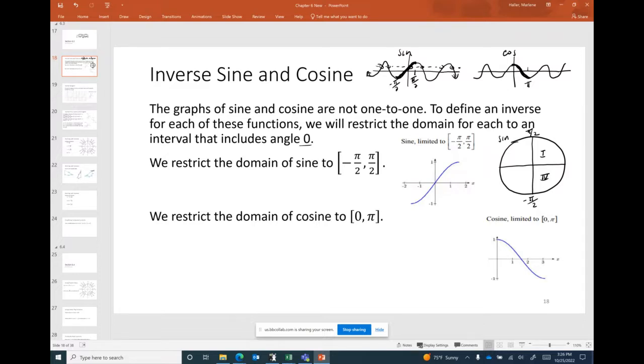Okay. From a unit circle perspective, the restricted domain for the cosine is quadrants 1 and 2. Because, of course, 0 is over here and pi radians is over here, right? So for cosine, we're using just the top half of the unit circle. For the sine, we're just using the right half of the unit circle.